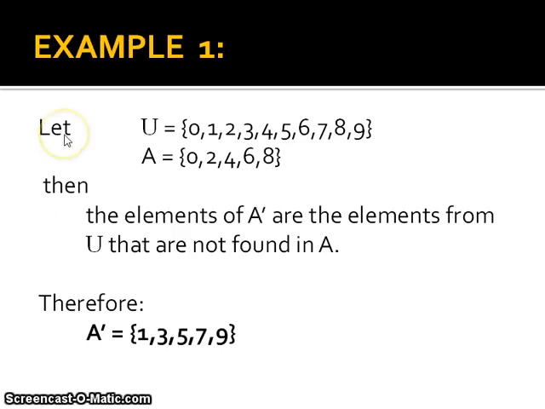Let us have example number 1. So if we have a universal set containing numbers from 0 to 9, and we have set A containing 0, 2, 4, 6, and 8. So the elements of the complement of A are the elements from U but are not found in A. So we have here 0, 2, 4, 6, 8. And the complement of A is 1, 3, 5, 7, 9 because they are the elements not found in A but are still in U.